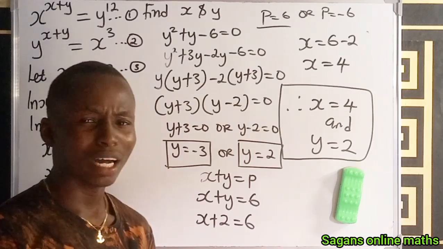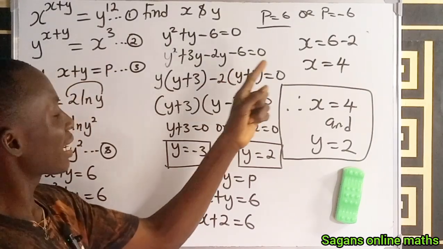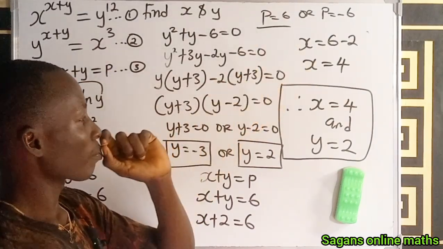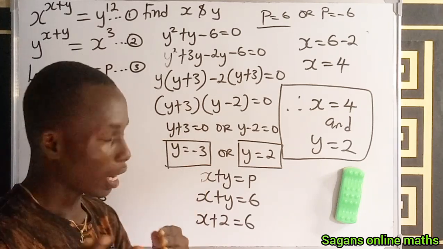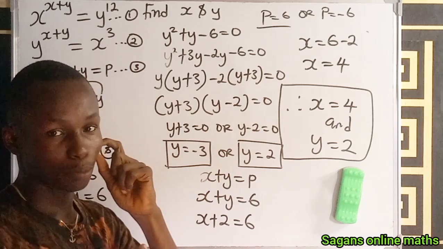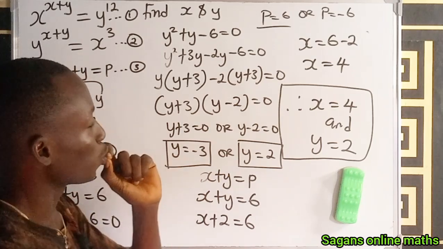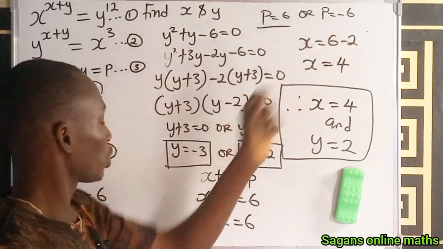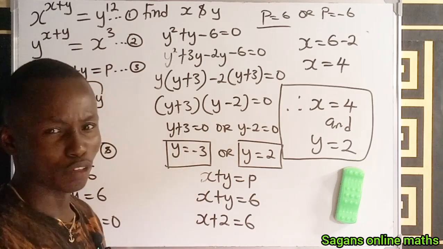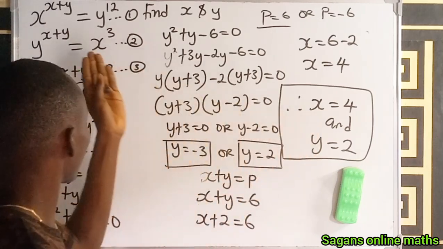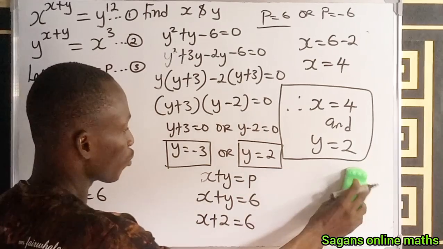But the question to ask is, what if p is equal to minus 3? The video is almost too long, okay? I'm interested in finding when p is minus 6, but you can do it by yourself. But let me tell you what you will do. If you are using when p is minus 6, try to use when y is minus 3. But let's do something very interesting.